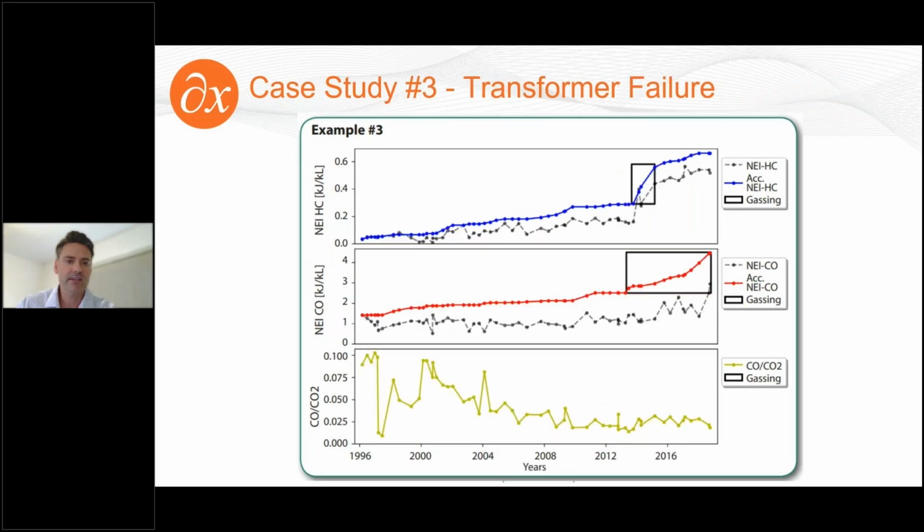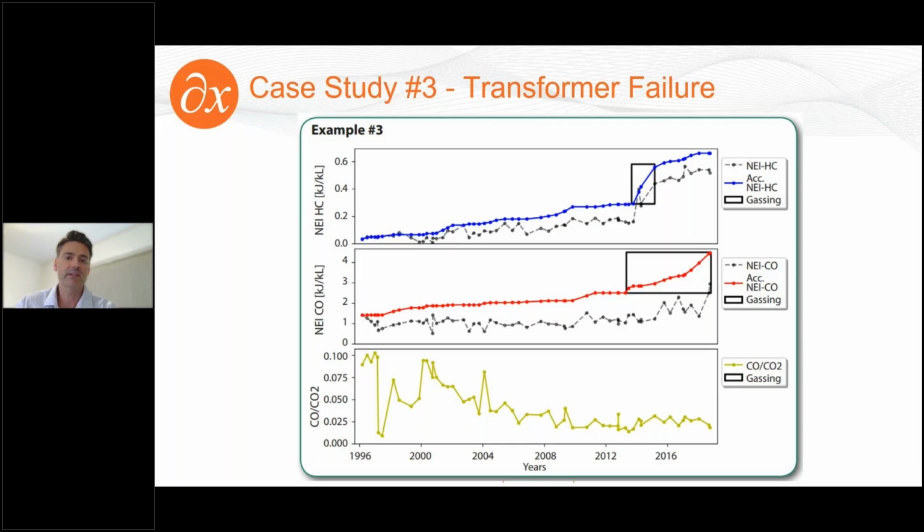Okay, and our last case study here is another transformer failure. Between 1996 and 2013, there was a long, steady trend of fault gas in both the paper and the oil. You can see this in the top and middle graph. In 2013, the hydrocarbon fault energy trend accelerated sharply, indicating an issue. And the acetylene production produced a fault type of D1. So this is a low energy electrical discharge, although all other gases remained below the IEEE limits.